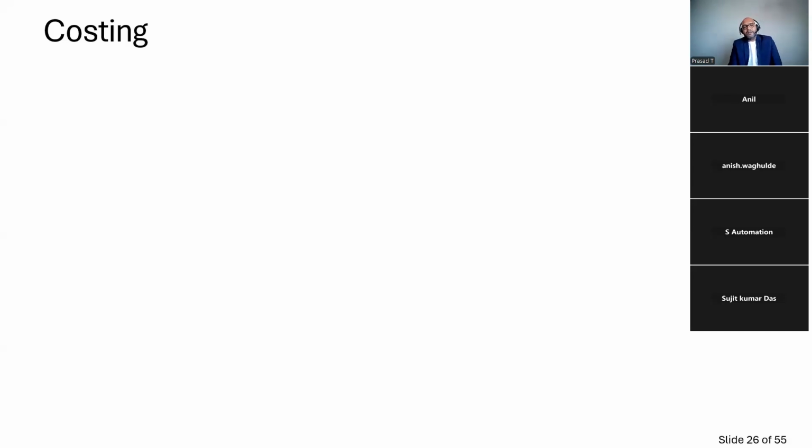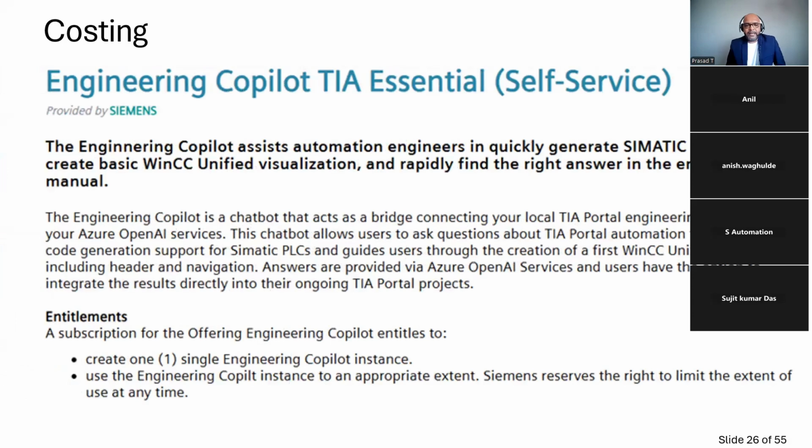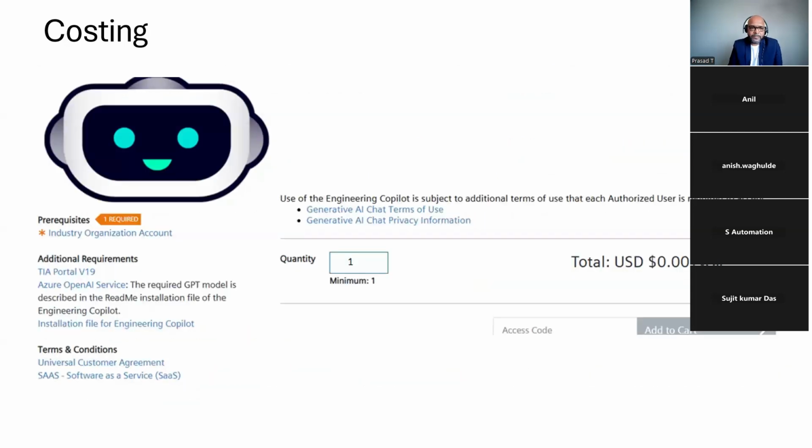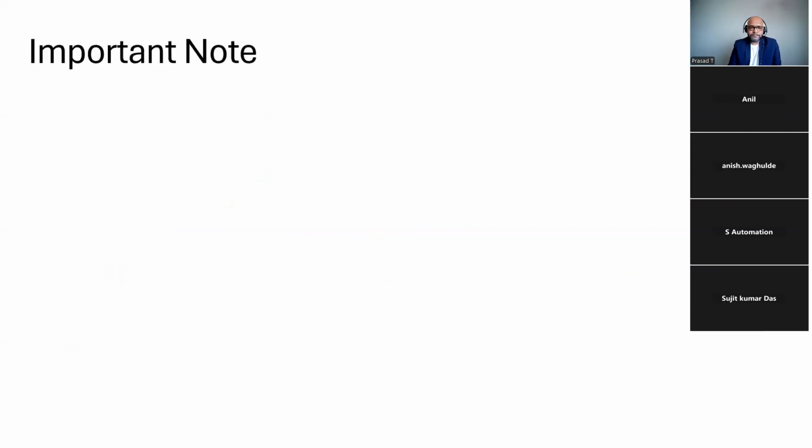So costing, how much it costs? So basically right now it costs $0. Right now Siemens is offering at no cost in specific countries. Future costing we are not aware, they have not clearly disclosed, but right now they're offering it at no cost. That's the official screenshot from the Siemens website where they mentioned that right now there is no cost for that, and only with TIA portal version 19 the Copilot access will be there.